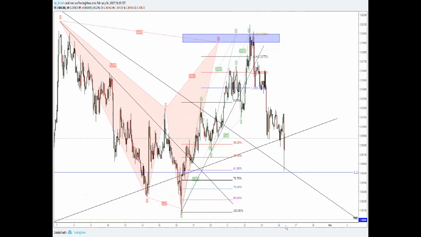There you go. Price dropped off beautifully. Entries were right in the box. That's the aggressive entry. The conservative entry would have been when you see that big bearish candle right there, that reversed off of the zone. When you see that big reversal candle, that's when you can start looking to short.